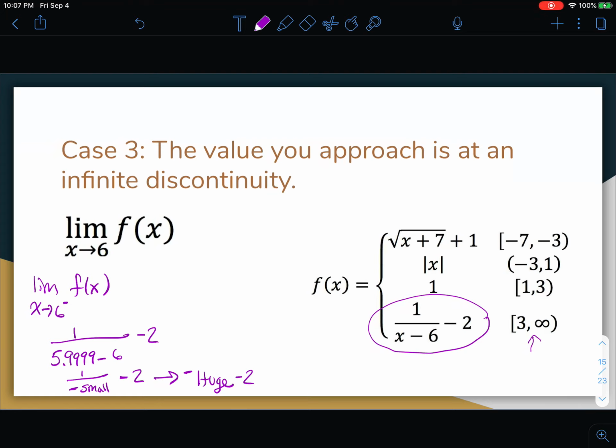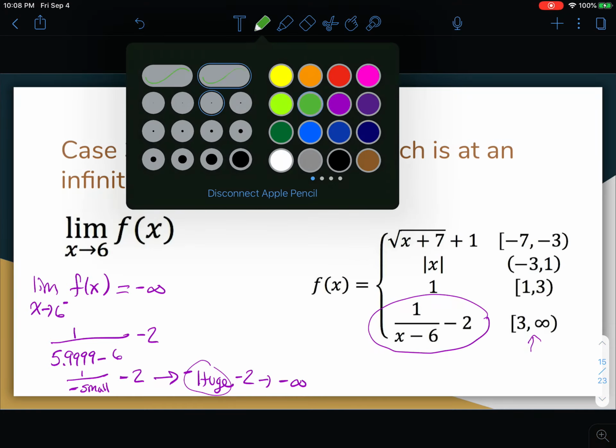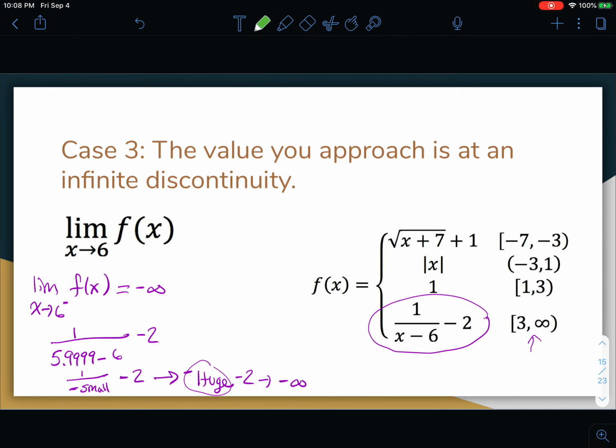Now let's think if we did 5 point and like 100 nines, okay? Think about how much bigger this negative number is going to be, right? A huge number that is actually a negative in value. Taking 2 away, really not that big of a difference. And if something is just gigantic and negative, that's what we call negative infinity. So this is approaching negative infinity. Okay, now let's go ahead and take a look at the right-hand limit.